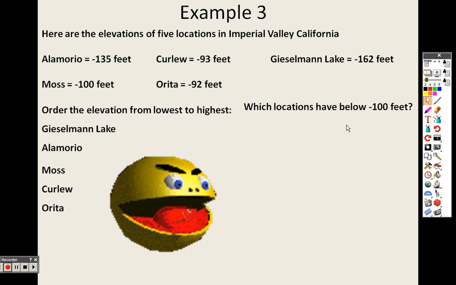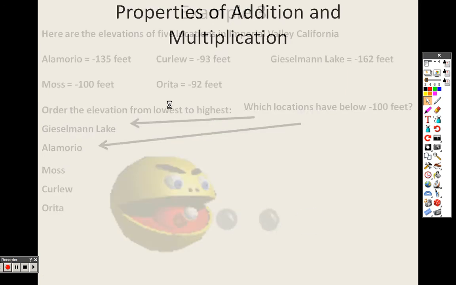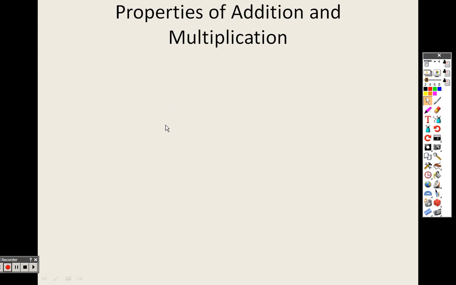So which locations have below 100 feet? So below 100 feet would be those two up at the top.